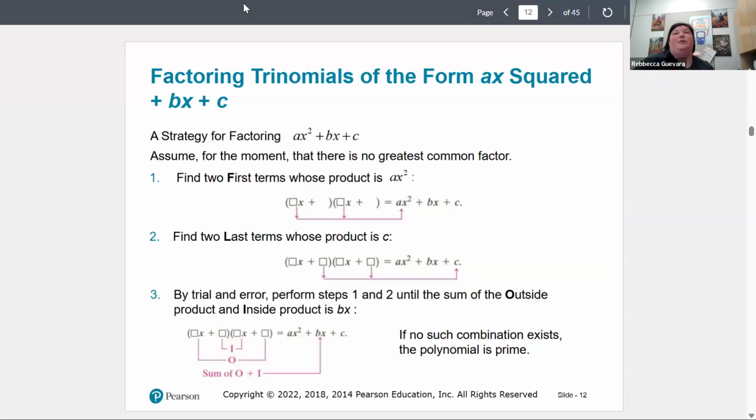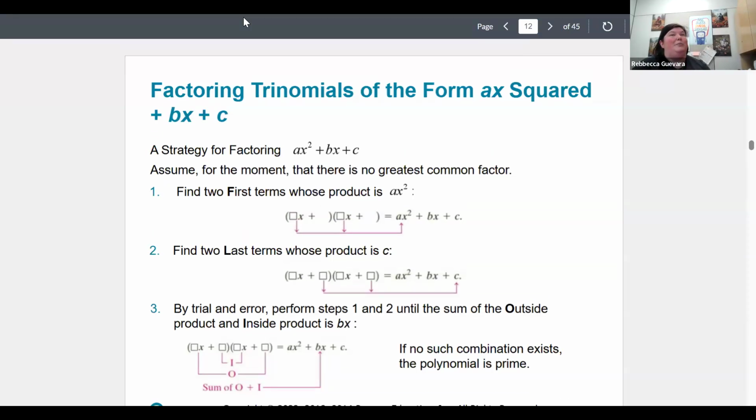So, factoring a trinomial of the form ax squared plus bx plus c. Sometimes when I save these things, they go wrong on the slides. A strategy for factoring ax squared plus bx plus c. We're going to do a couple of these.